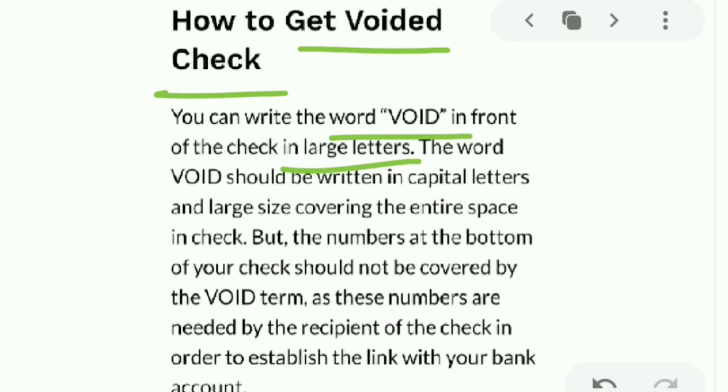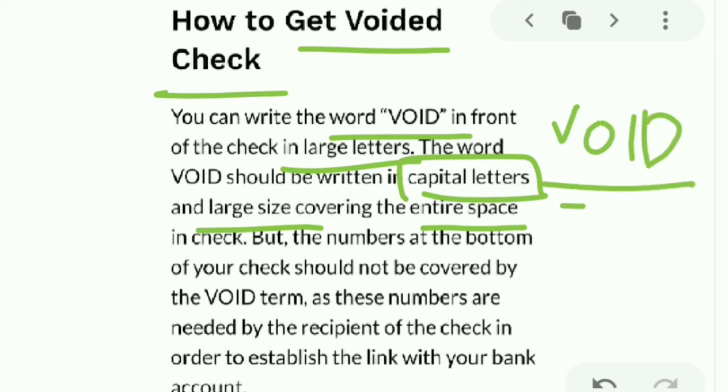It should be written in capital letters. The word void should be written in capital letters, in large size, covering the entire space. Void word capital letters में लिखा होना चाहिए. It should cover the entire space on the check.